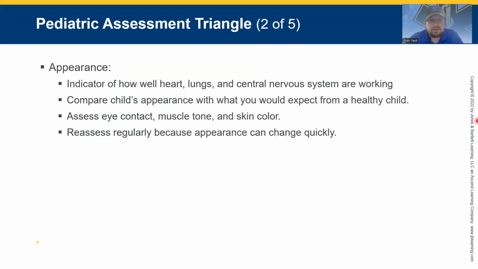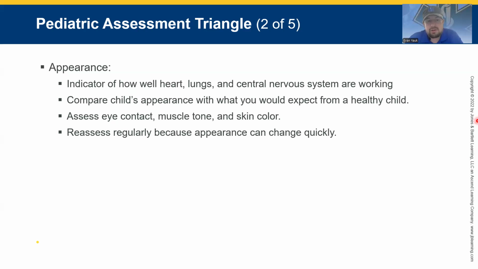So appearance is an indicator of how well the heart, lungs, and central nervous system are working. Are we circulating oxygen through our blood, which is circulating? Compare the child's appearance with what you would expect a healthy child to be. Assess the eye contact, which we talked about, muscle tone, and skin color.